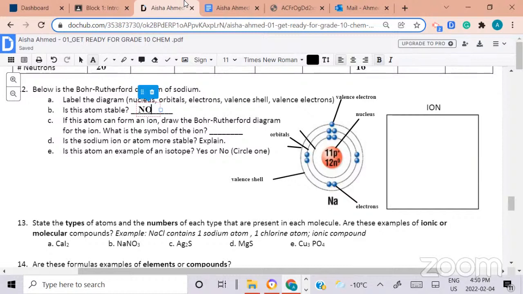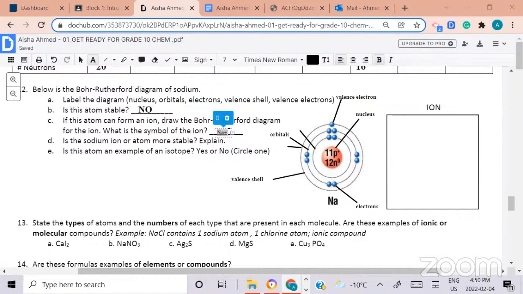Where it says symbol of the ion, click there and write Na plus. The plus should be in the superscript. Capital N, lowercase a, and plus in the superscript. I don't know if it gives you that option, but that's the correct way to write it.